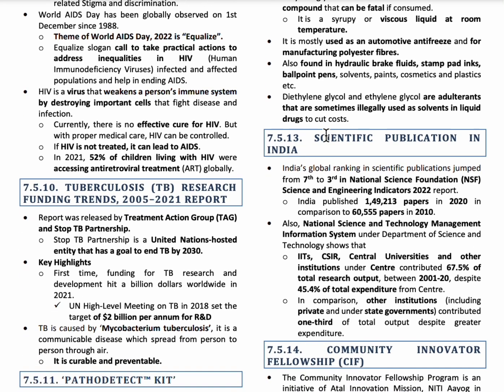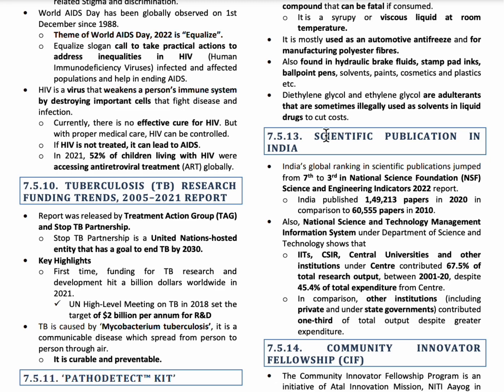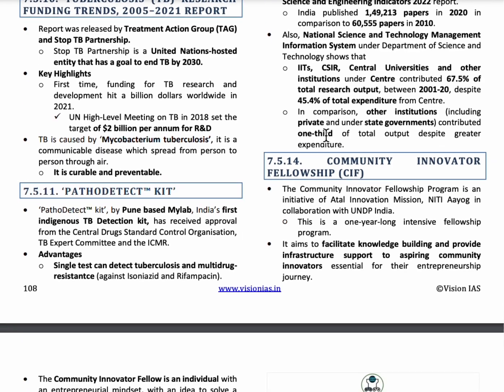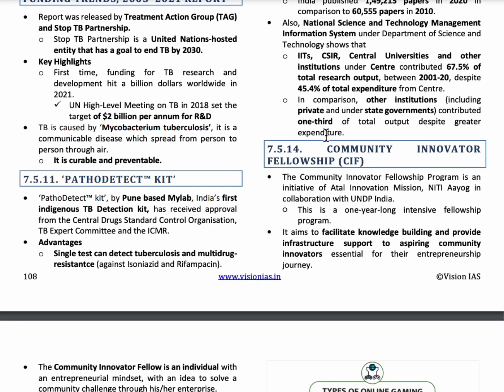The next topic is scientific publication in India. So, as per the National Science Foundation, Science and Engineering Indicators 2022 report, India's global ranking in scientific publication is third rank. The next topic is Community Innovator Fellowship. So, this program is an initiative of Atal Innovation Mission. So, the Community Innovator Fellow is an individual with an entrepreneurial mindset with an idea to solve a community challenge through his or her enterprise.